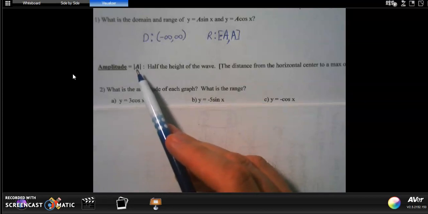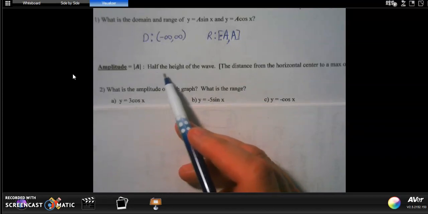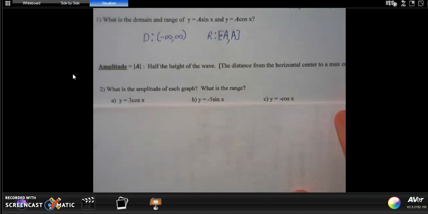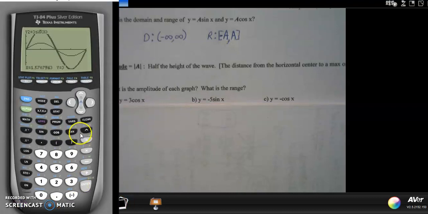And the amplitude is the absolute value of a, and it represents half the height of the wave. It's the distance from the horizontal center to the max or the min. So on our graph of y equals 3 sine of x, the distance from the lowest to the horizontal center, that distance is 3. The total height of the wave from -3 to +3 is 6, but half the height would be 3. So you have to be careful: you go from the horizontal center to the lowest or the highest point, and that distance is the amplitude.